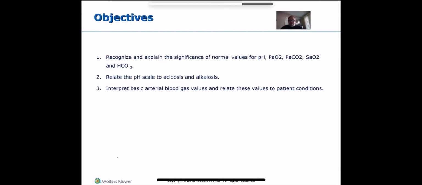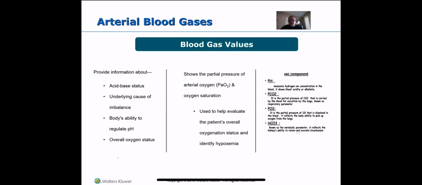All right, here are our goals. Our objectives for this lecture are to recognize and explain the significant values of the ABG interpretation, relate the pH scale to acidosis and alkalosis, and interpret basic arterial blood gas values to the patient's condition.